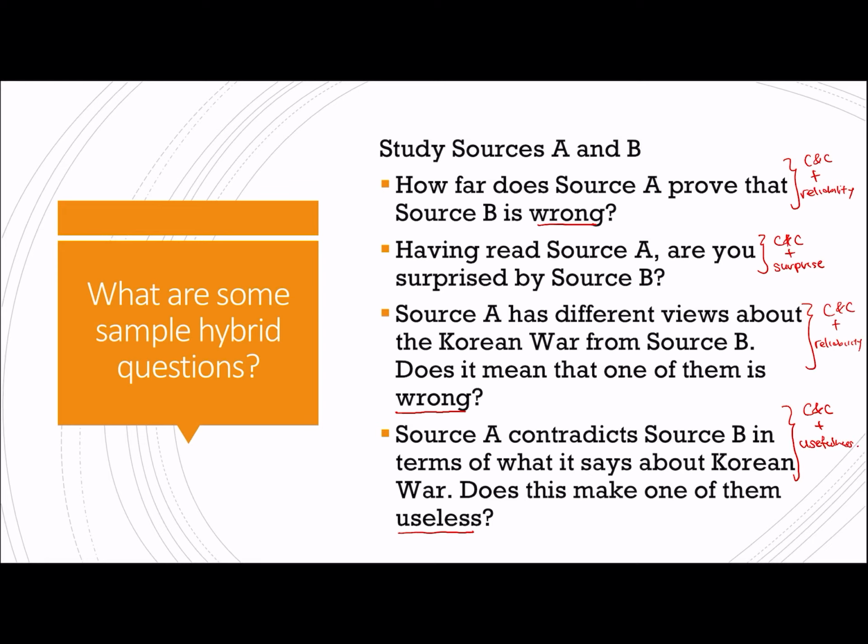Okay, so I don't know if you all notice a trend, but what we see over here is that there is an assumption that all of these questions make. This assumption is that when we are evaluating the reliability, usefulness, or surprise factor of the source, we will always do our cross-referencing. So the assumption of all of these questions is that we are supposed to cross-refer sources A and B together.